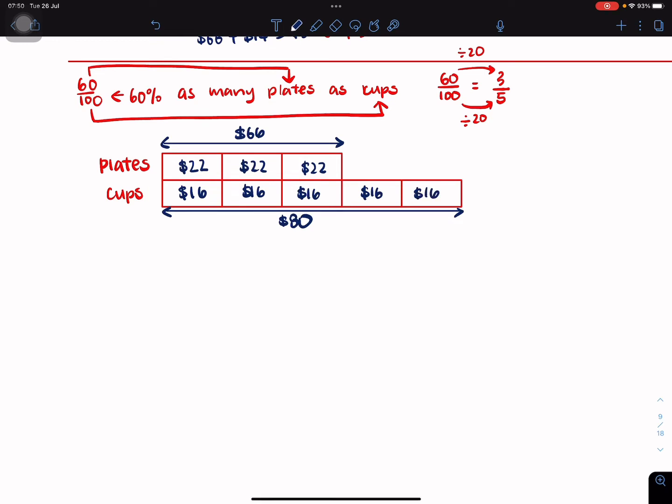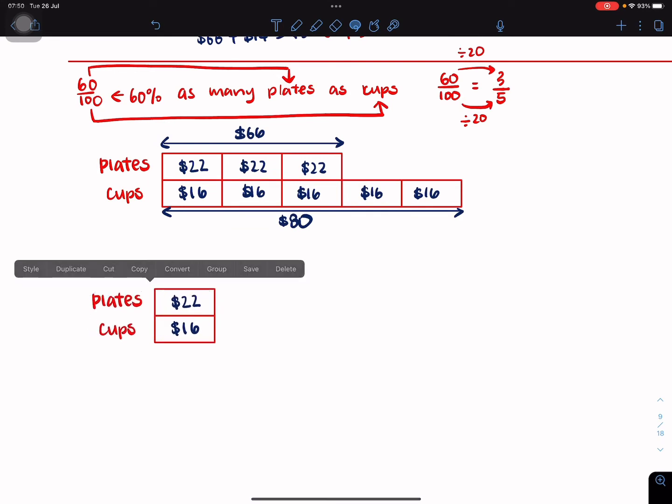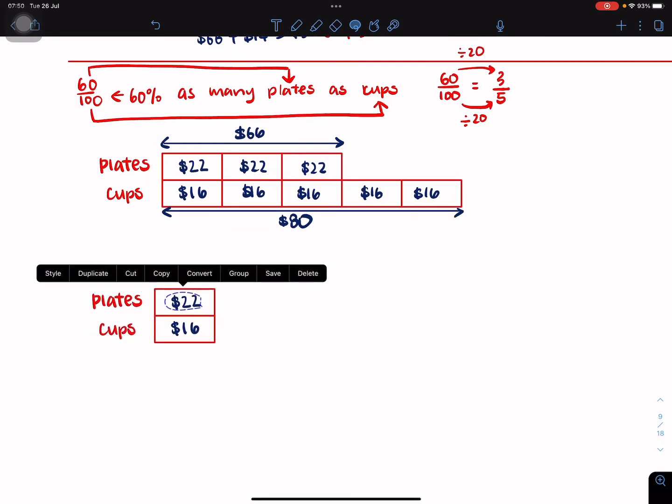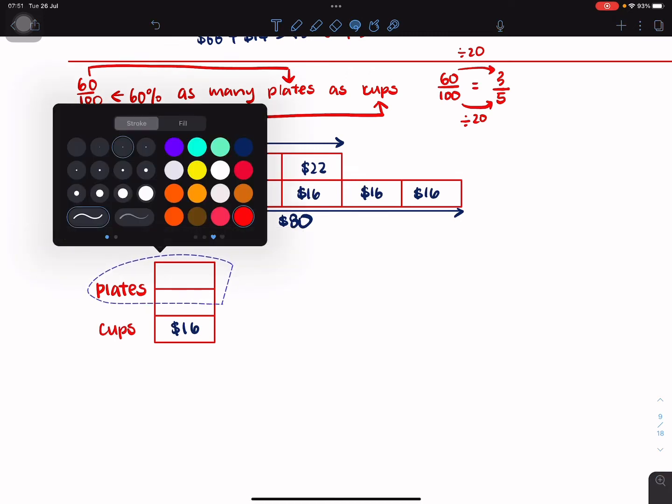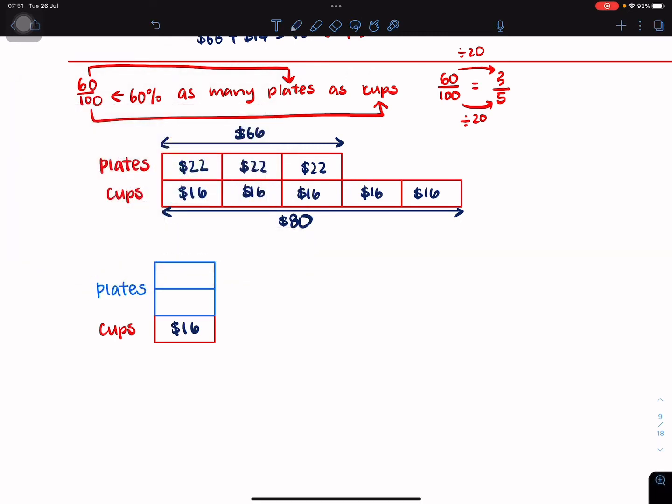Okay, so right now, I can redraw these units. Plates and cups. 1 unit of plate and 1 unit of cup. But instead of writing 22 inside here, I'm gonna split my plates. So this entire thing would be my plates. Let's pick another color for plates. Okay, assuming they were both the same price, the plates would be $16, $16.